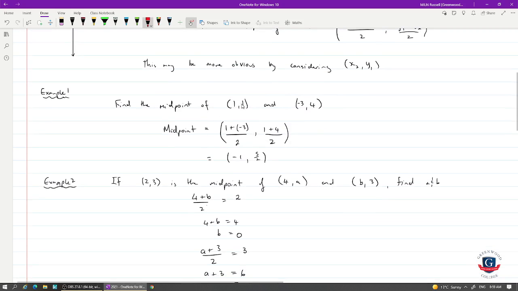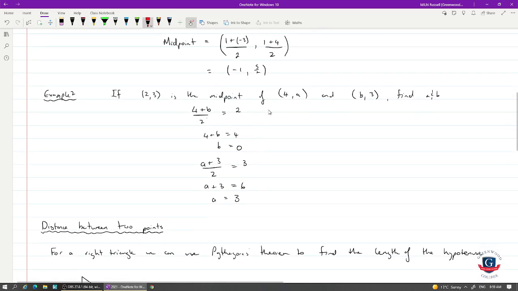Find the midpoint of 1, 1 and negative 3, 4. Well, we take the two x coordinates, add them together, divide by 2. We take the two y coordinates, add them together, divide by 2. Simplifying, 1 plus negative 3 is negative 2, divided by 2 is negative 1. 1 plus 4 is 5, divided by 2 is 5 on 2. Here's the midpoint of these 2 points. Example 1 done. Example 2.